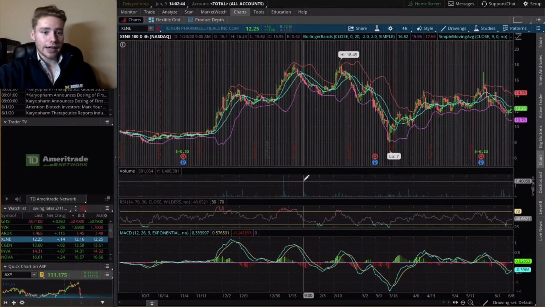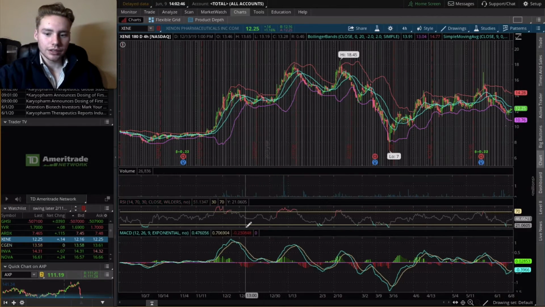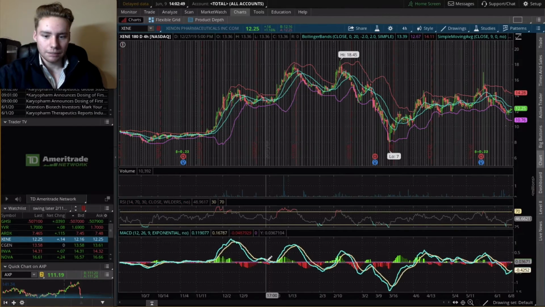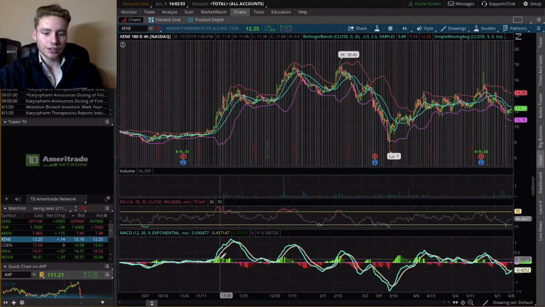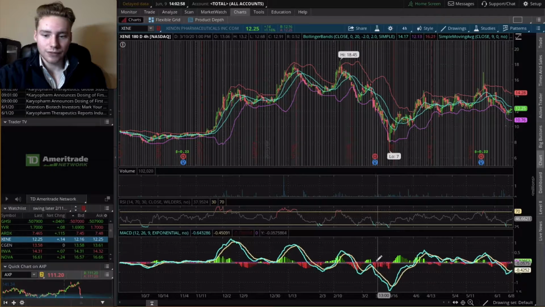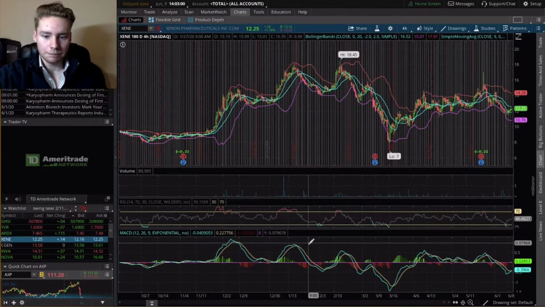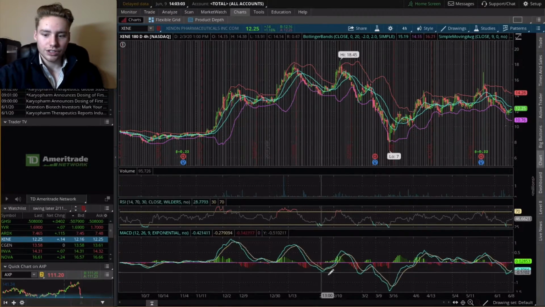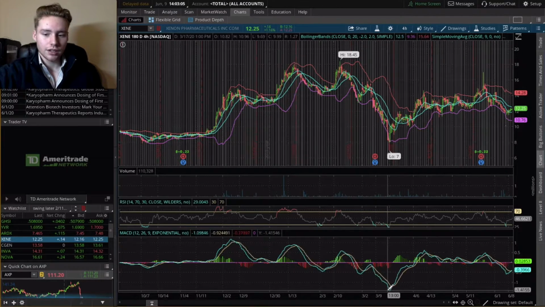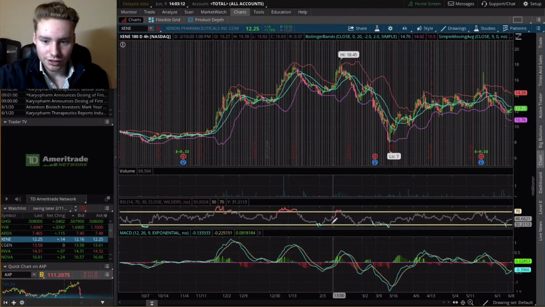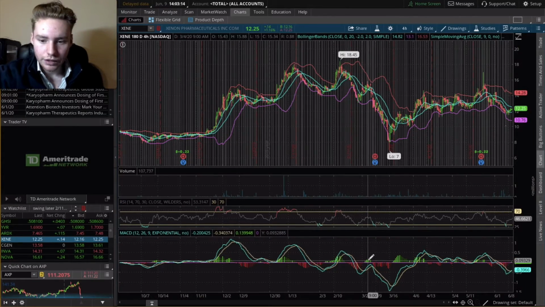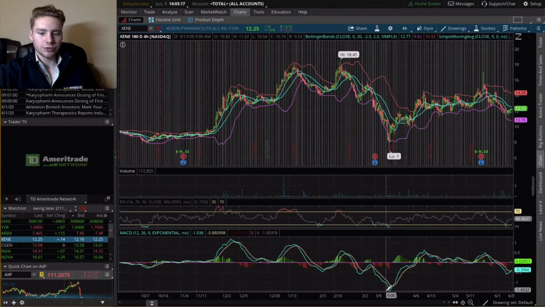MACD is a really helpful indicator, and it's a little bit complicated to get into, but essentially what you're going to want to look for as a new trader with the MACD is to find a crossover. You're going to essentially try and find a crossing of this blue over this yellow or beige or whatever you think this color is, but you're going to want to find a crossing over of that.